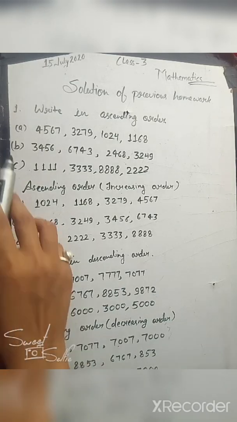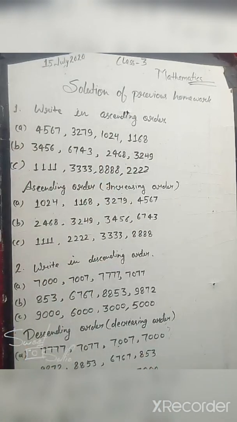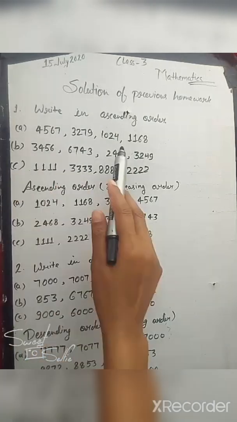Question number first is write in ascending order. We have to write these numbers in ascending order. Ascending order means increasing order, means बढ़ते हुए क्रम में. That means सबसे छोटा फिर उससे बड़ा फिर उससे बड़ा, like this in increasing order. So let's see. In first there are 4 numbers.